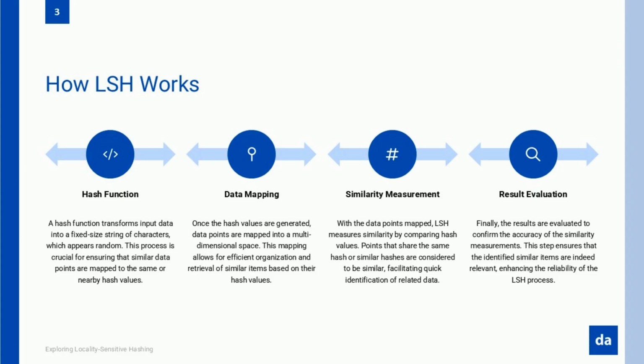But what happens after everything is sorted into buckets? That's where the real magic happens. Instead of comparing every possible item in a dataset, LSH only checks within the relevant buckets. That's why it's so much faster than traditional search methods. However, this shortcut isn't perfect. Sometimes items might end up in the wrong place or we might miss a match entirely.